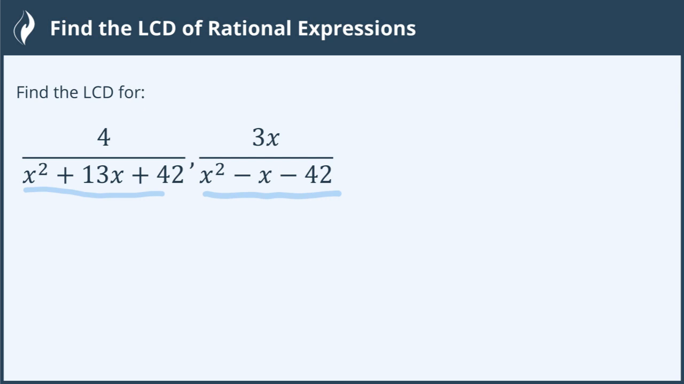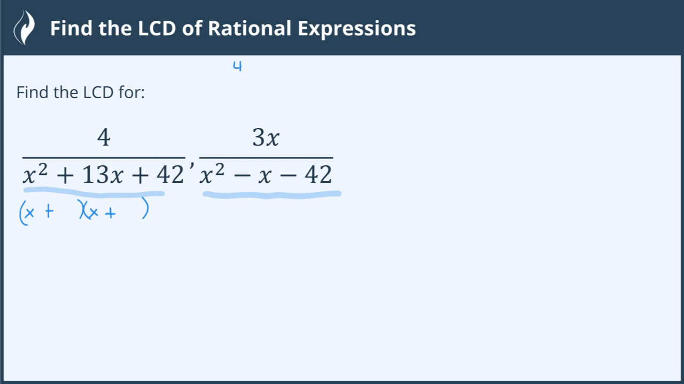So I know that I'm going to have two binomials. I know I'm going to have an x at the beginning of both of them because it's the square root of the first term. Then I'm going to look at my signs. I have a plus and a plus, so that tells me I'm going to have a plus and a plus in my binomials. So now all I have to do is take my factors of 42.